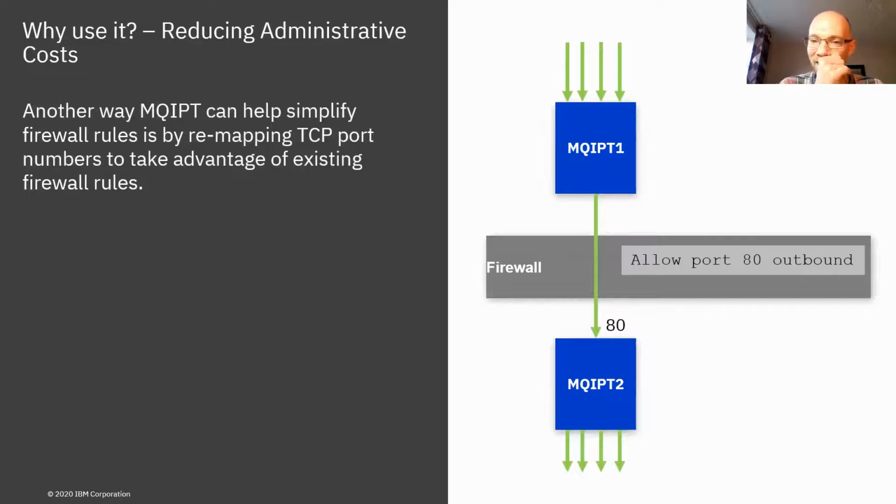And similarly, you might already have a port that's allowed to go through a firewall, and you might be able to reuse that port for your MQ connections by putting MQIPT in between the MQ endpoints and essentially using that TCP port. We've got port 80 here that's normally used for HTTP. You can reuse that for MQIPT traffic if your network allows that.